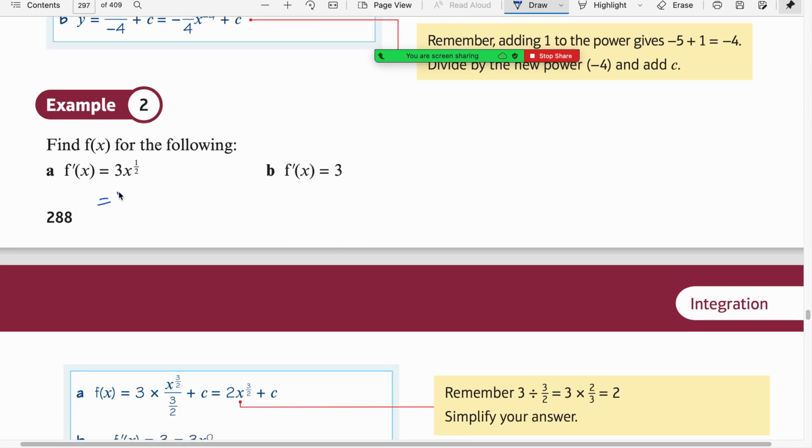Integrate this. 3x to the power 1/2, we add 1, this becomes 3 by 2, and we divide by 3 by 2, plus c. Integration is the reverse of differentiation. If differentiation is strong, you won't face the problem. If your differentiation is weak, I guarantee you, you will regret it.